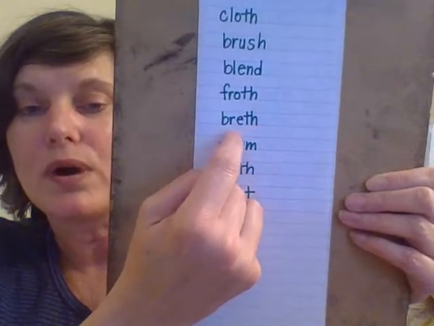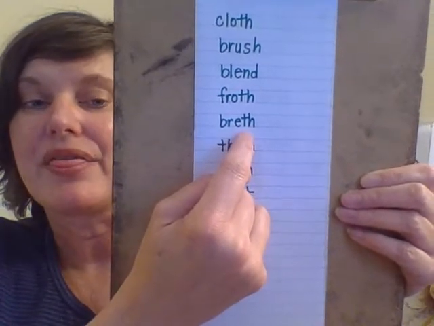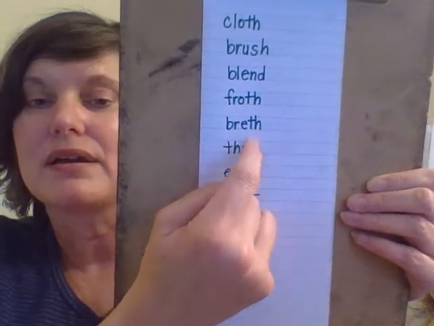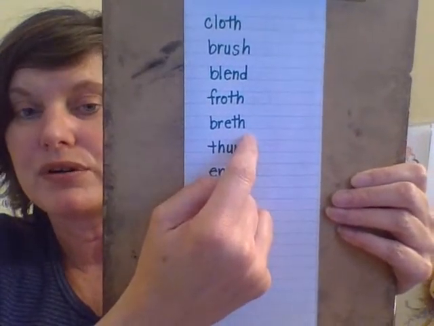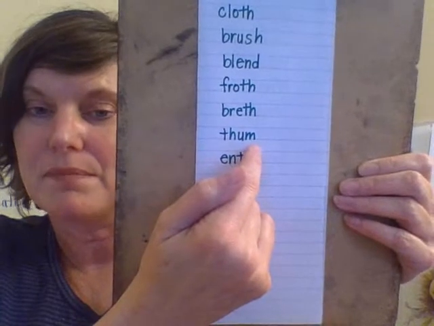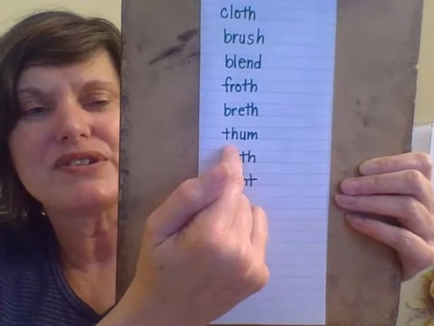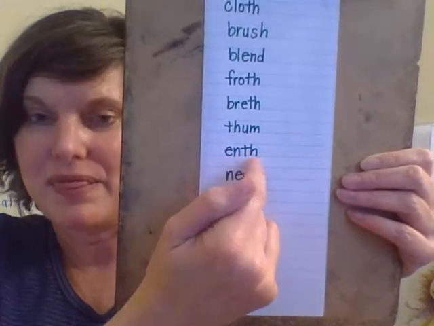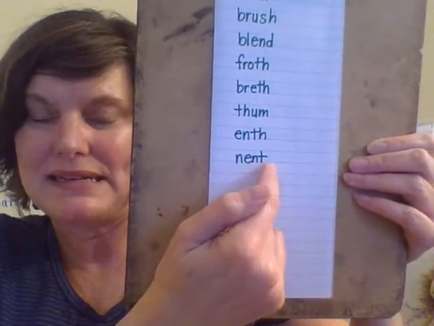Breath. Or, just so you know, TH can say f, or it can say v. So let's try it with the v. Breath. Yes, breath would probably make more sense, like in the word brethren. Thumb, thumb. Remember, TH can say v or f. So if it doesn't sound right, just try the other way. Nth, nth. Nent, nent. Very good.